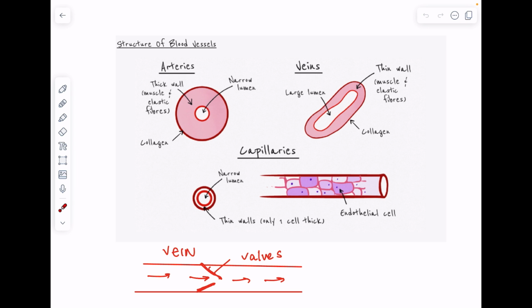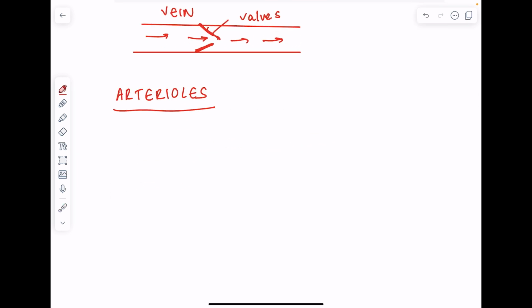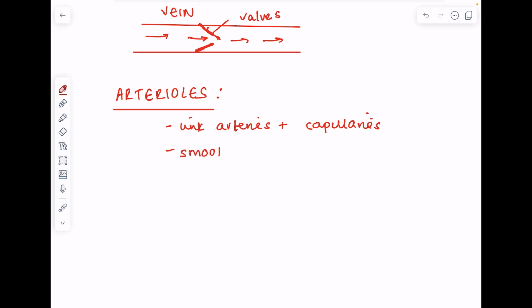One last vessel to mention is the arterioles. These link the arteries and capillaries. In terms of their structure, their walls contain smooth muscle, elastic fibres.